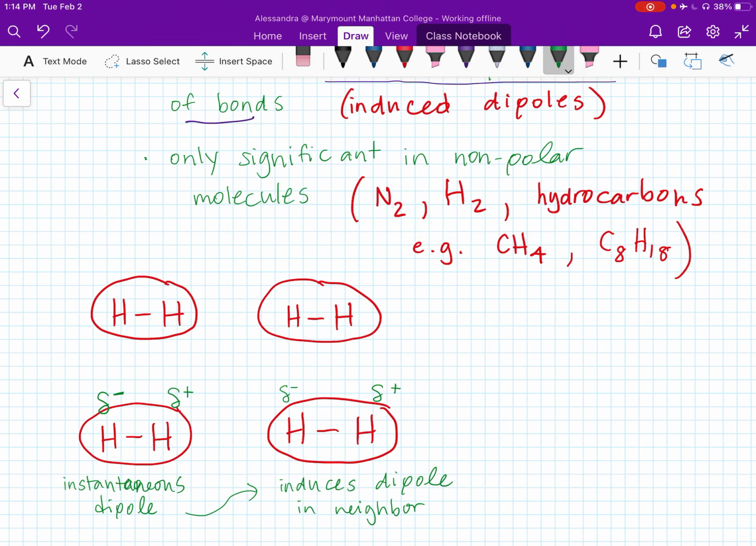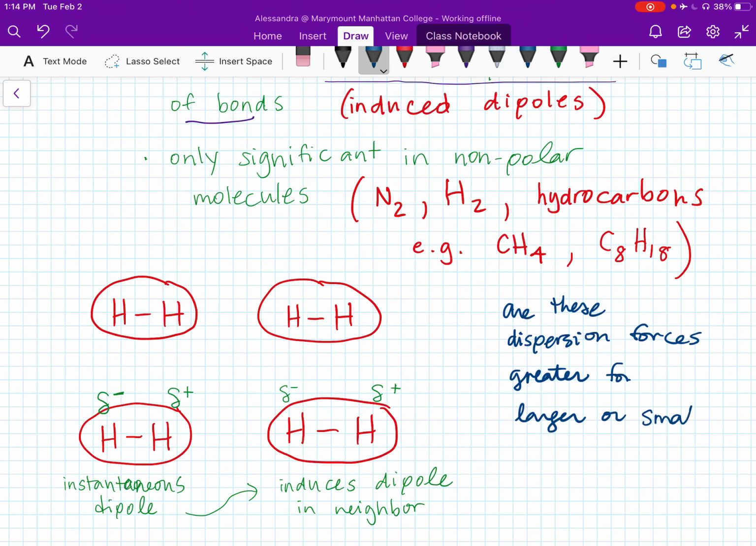So, one kind of interesting question that I can ask you is, what do you think? Are these dispersion forces, these London dispersion forces, greater for large molecules or small molecules? So are these dispersion forces greater or stronger for larger or smaller molecules? Think about that for a moment.